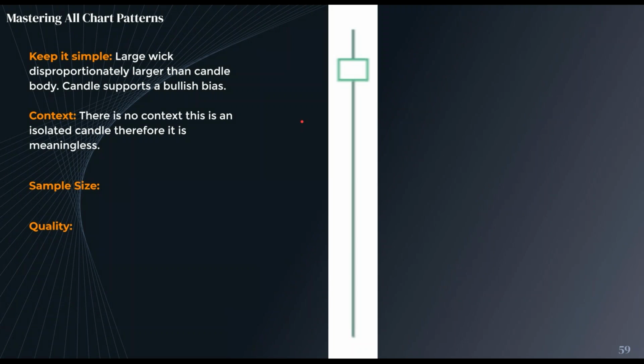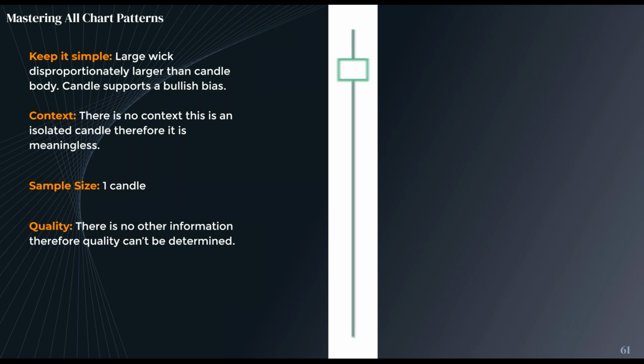Context. There is no context. This is a candle in isolation. I'd go to the point of saying this is meaningless. This could be in any context. This could be minuscule relative to the candles around it. It could be enormous. We don't know. Sample size, it's 1 candle. Quality. We also can't assess quality because we don't know if this is an anomaly or fits in data.